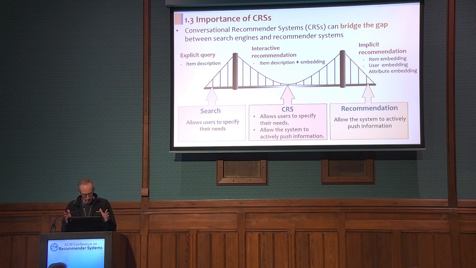Now, again, we're still in the opening bits of the tutorial, so this is about situating conversational recommenders. Is that somewhere in between search and recommendation on either side? In search, we have the users being able to be very explicit about what their needs are. Recommendation is a lot more implicit. With the CRSs, we're somewhere in the middle. We can use implicit information. We can ask users to be more explicit about their needs.